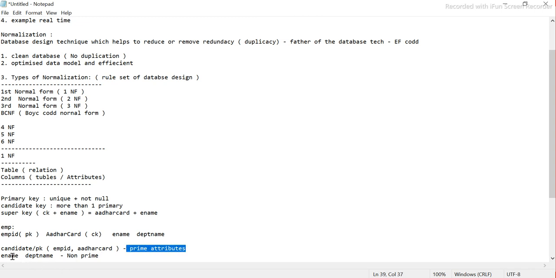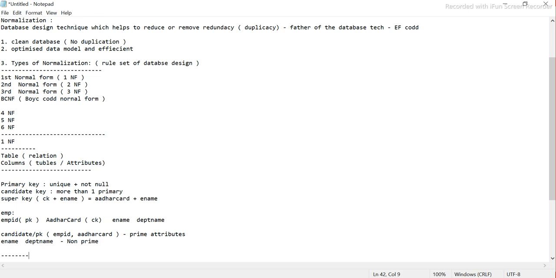Because see, name and department number are not independent, right? They exist because of some employee ID or Aadhaar card number, right? So that is the reason they are the non-prime columns. Hope you are clear about this, and now we are fully set to go ahead with the normal forms. Okay, now let's try to move further.